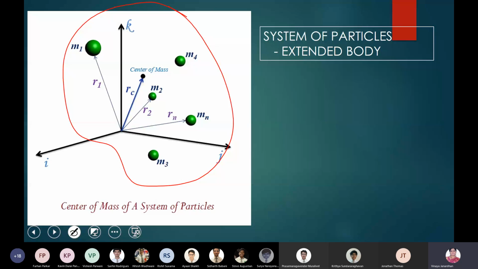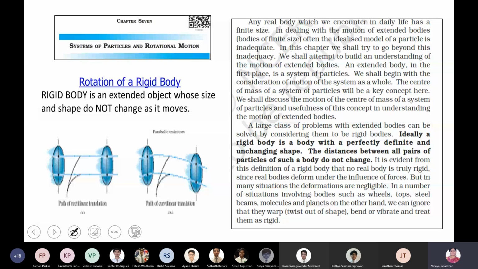Now we have to define what we mean by a rigid body. Is that clear? Now look at this. A rigid body is an extended object or an extended body whose size and shape do not change as it moves. Now, what do you mean by that?